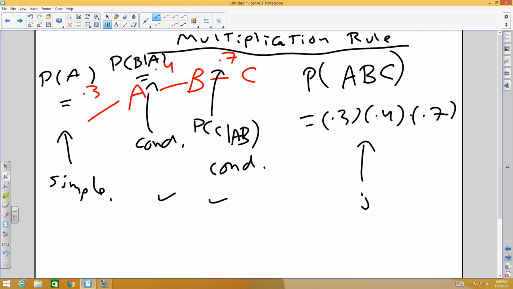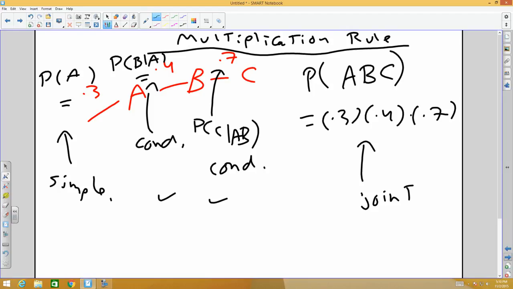And the outcome is a joint probability of the whole sequence happening: A happened, B happened, and also C happened. So this is the main idea of the multiplication rule. These are just theoretical examples. A doesn't have to be anything specific. A is anything, something happened, and then B happened after that, and then C happened.